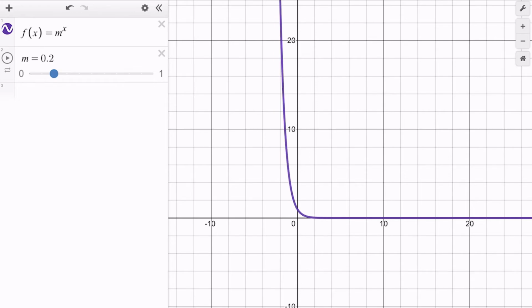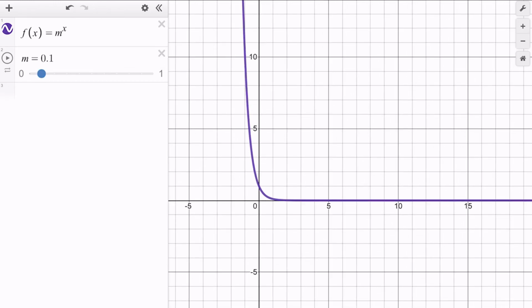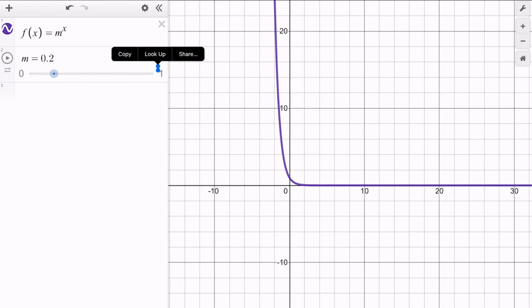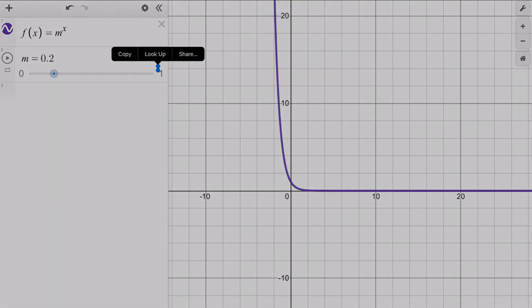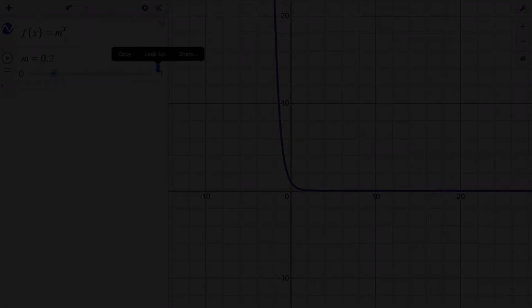Now at 0, it's kind of meaningless, so I won't go there. But notice that at 0.1, or 1 over 10, as your base, the graph is pretty narrow. And if I bring it out here, I get wider and wider. Good stuff. Okay, so there is your graph for 1 over some integer such that that fraction is greater than 0 and less than 1.